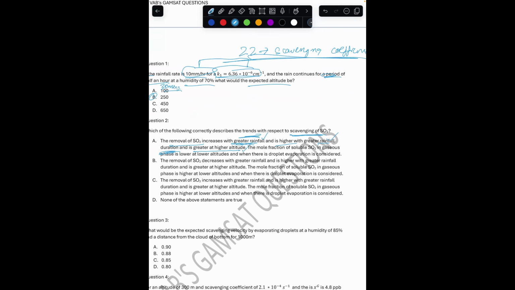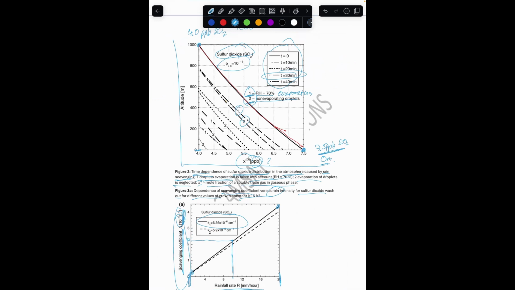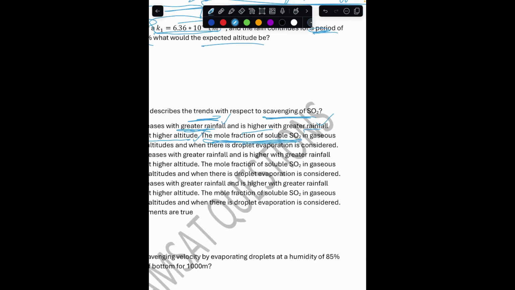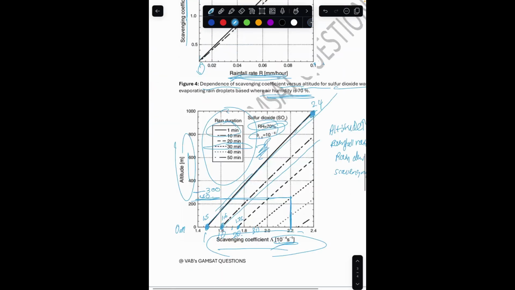The mole fraction of soluble SO2, okay, now this terminology comes up here. I remember this: mole fraction of soluble trace gas in gaseous phase. So it's probably something to do with this, because that's the only place where mole fraction is mentioned. So the XG is, basically, the mole fraction of soluble SO2 in gaseous phase is lower at lower altitudes when droplet evaporation is considered. So they're asking, is XG lower at lower altitudes?